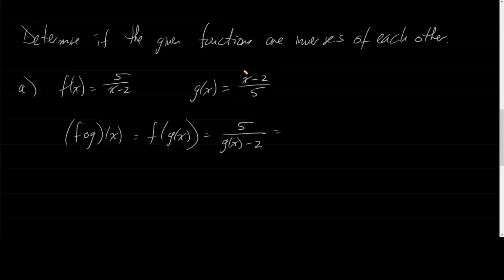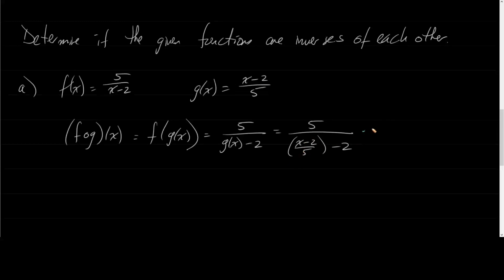G of x is x minus 2 over 5. So this gives us 5 over x minus 2 over 5, and then that minus 2. And what we could try to do here is get rid of this fraction down here.